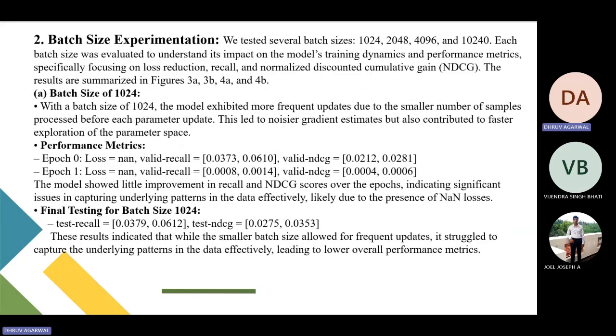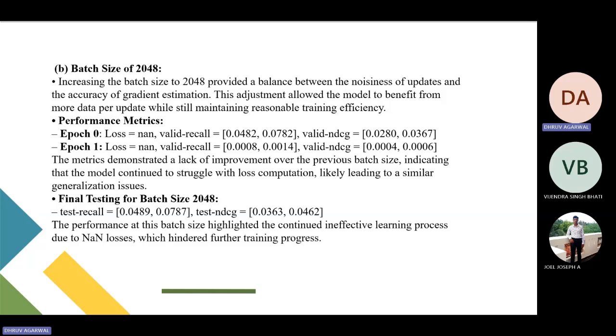For the first batch size, 1024, the model's final testing results for test recalls are 0.079 and 0.0612. For NDCG, we have 0.0276 and 0.353 for 20 and 40 respectively. For 2048, we have the final testing results as 0.0489 and 0.07 for recall 20 and 40 respectively, and 0.03 and 0.04 for NDCG score, 20 and 40 respectively.